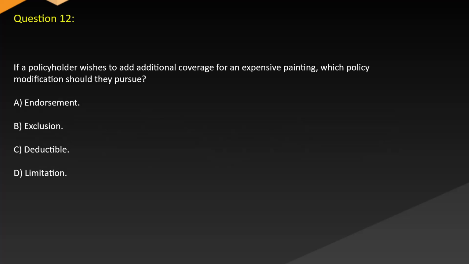Question 12. If a policyholder wishes to add additional coverage for an expensive painting, which policy modification should they pursue? A. Endorsement. B. Exclusion. C. Deductible. D. Limitation.